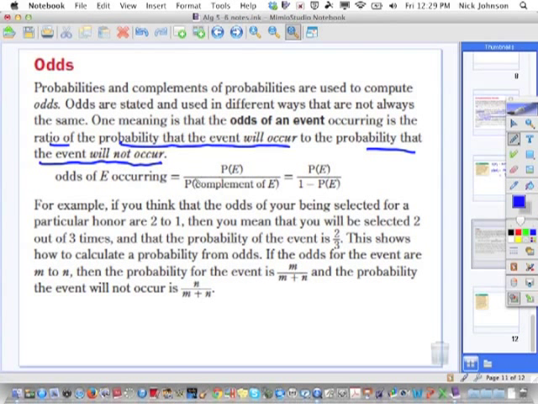So for an example, if you think the odds of being selected for a particular honor are 2 to 1, then you mean that you will be selected 2 out of 3 times. And the probability of the event is 2/3. This shows how to calculate a probability from odds. If the odds for the event are m to n, then the probability for the event is m divided by m plus n. And the probability the event will not occur is n divided by m plus n.